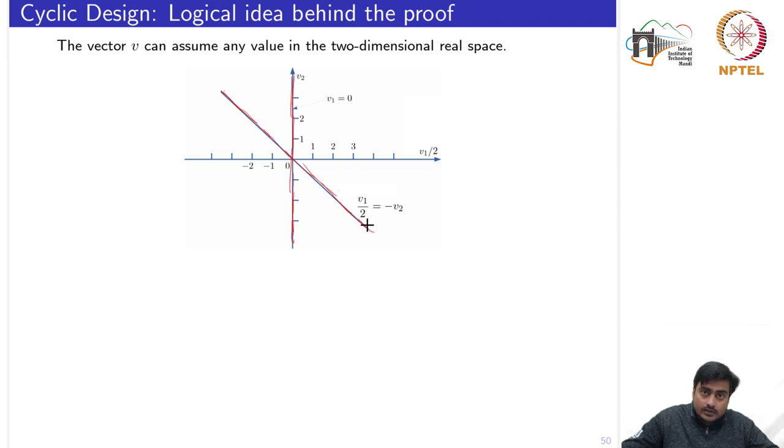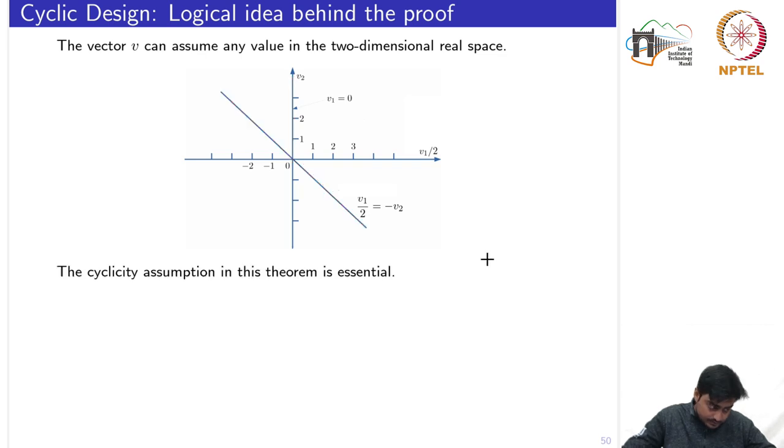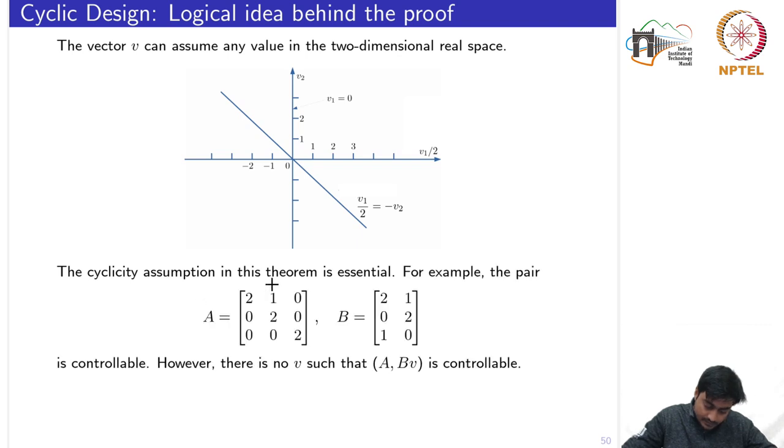Now if this V lies anywhere else in this two-dimensional space, then it is guaranteed that the pair A comma B times V is controllable. So these are almost the rare chances. So the cyclicity assumption is essential for this theorem.